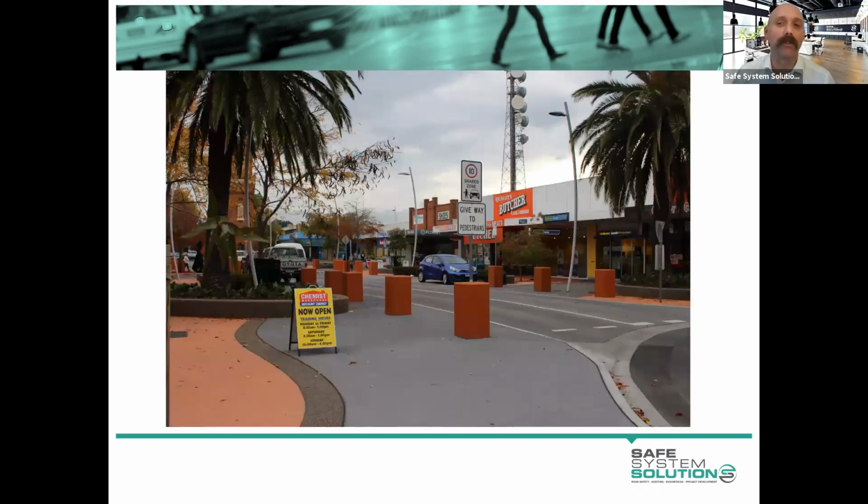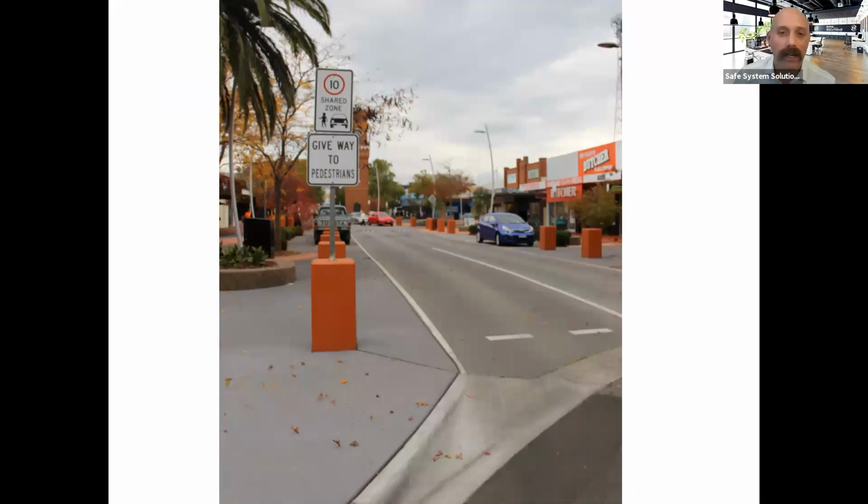Now, here's one which has some great elements to it and some things I think could be improved a little bit. So we're seeing here's a shared zone in regional Victoria. And we see they've got the 10-kilometre sign. They've even put this give way to pedestrians, which is fine, but technically the road rules say that with that sign, so you don't need that. But it's probably an indication not many road users know the road rules.